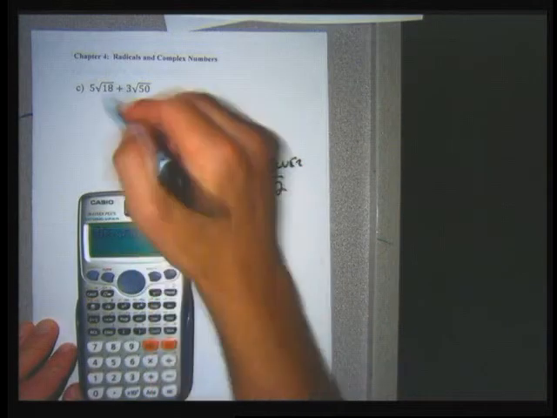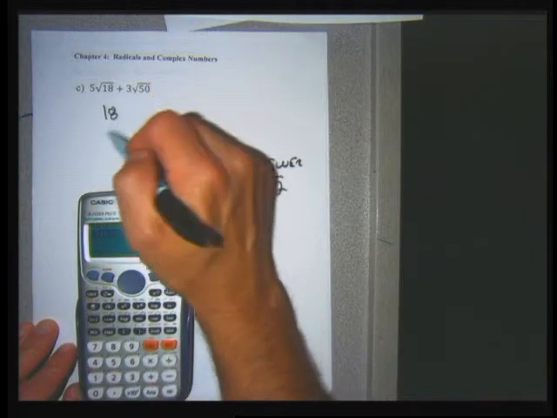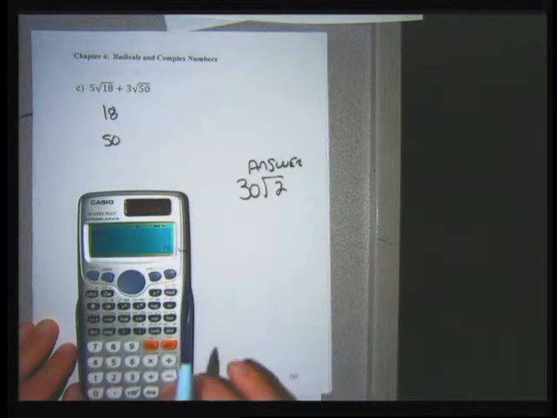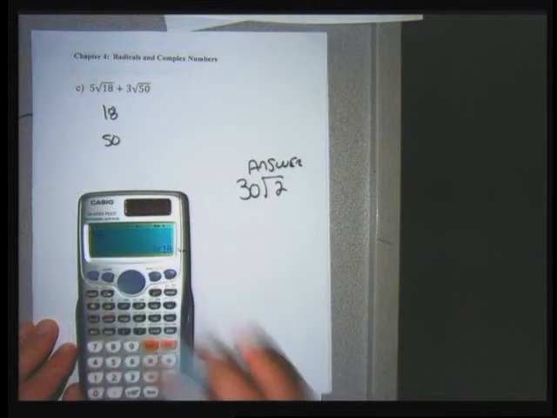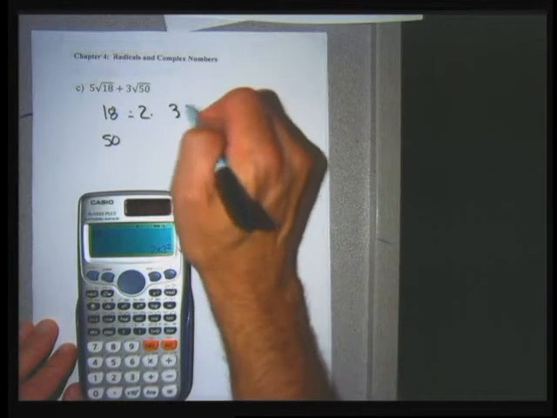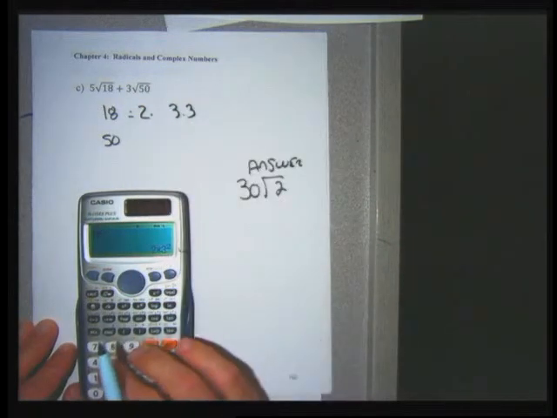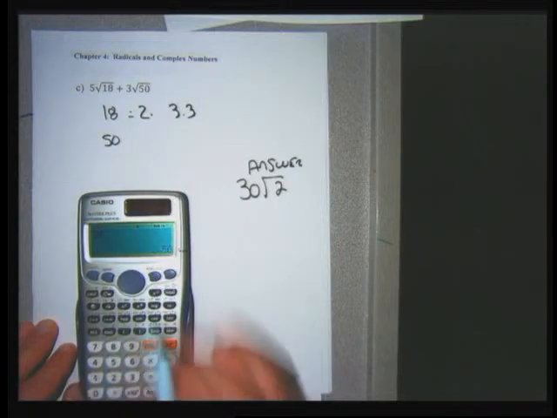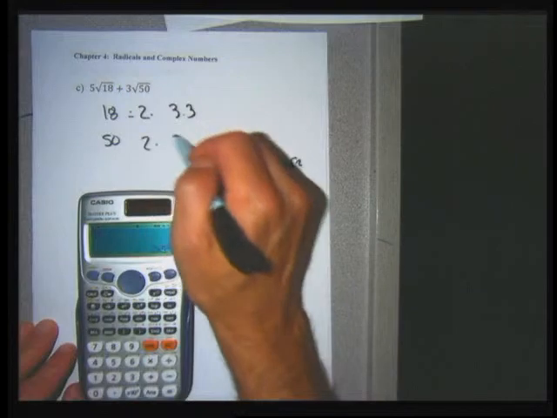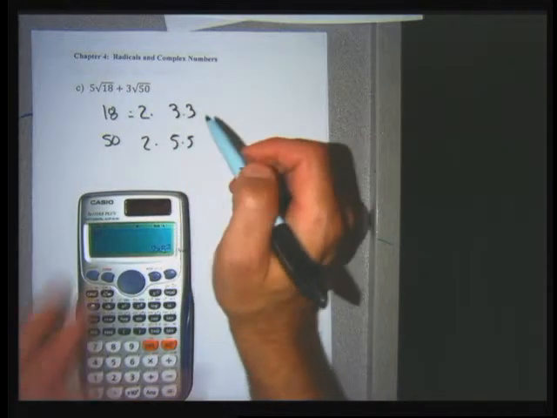By hand, I want to reduce the 18 and the 50. So I'm going to go 18 equals shift factor. 18, its factoring is 2 times 3 times 3. I'll do the same for 50. 50 equals shift factor. 50 is 2 times 5 times 5.